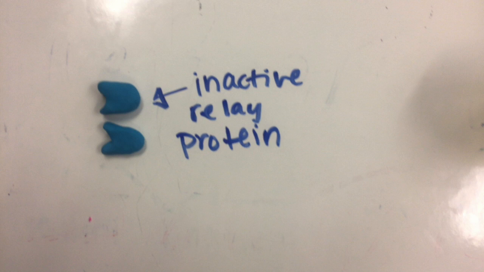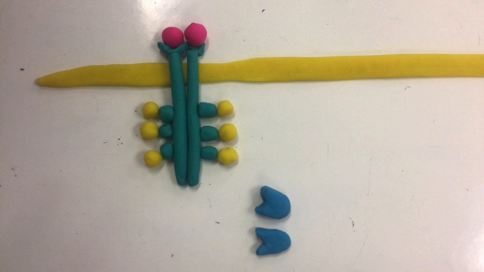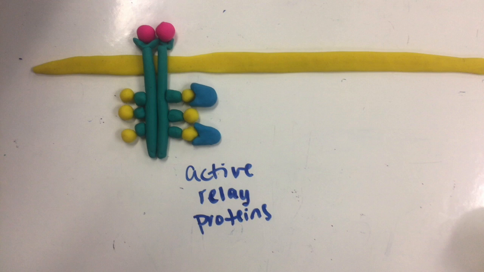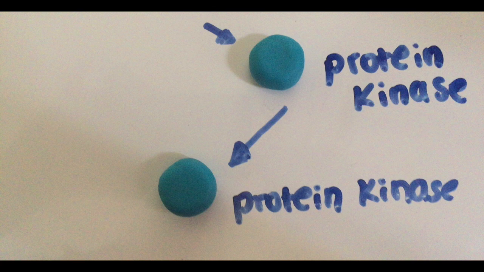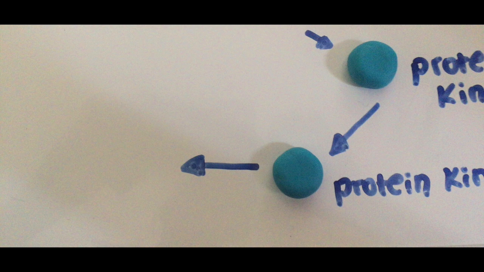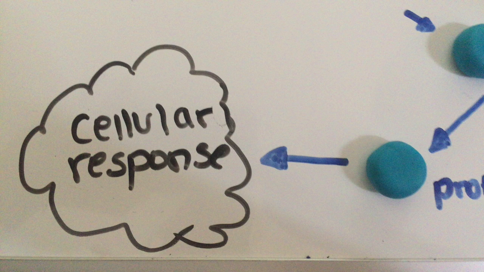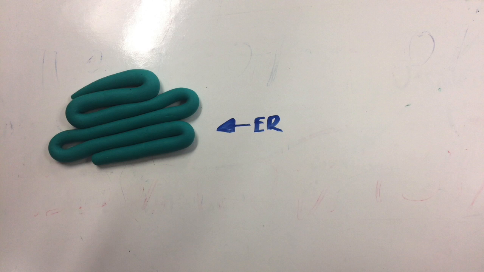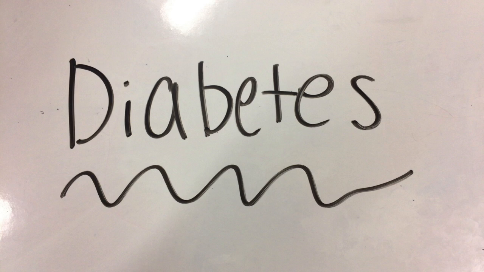Inactive relay proteins become active relay proteins when they are attached to tyrosine and a phosphate on the receptor. Then a phosphorylation cascade occurs where a protein kinase activates another protein kinase, leading to the cellular response, calcium ions being released from the ER.